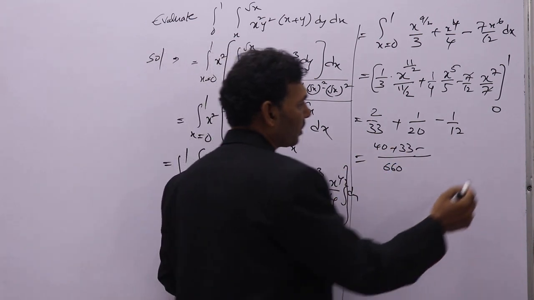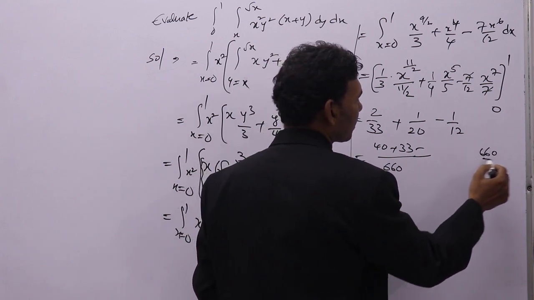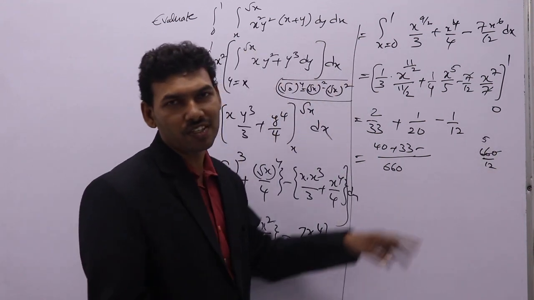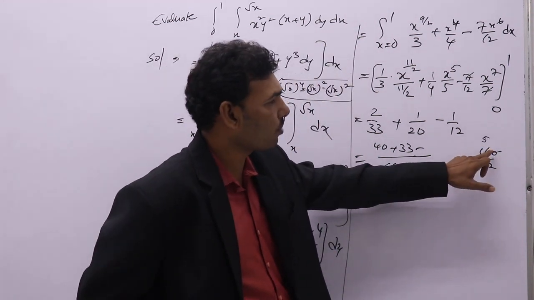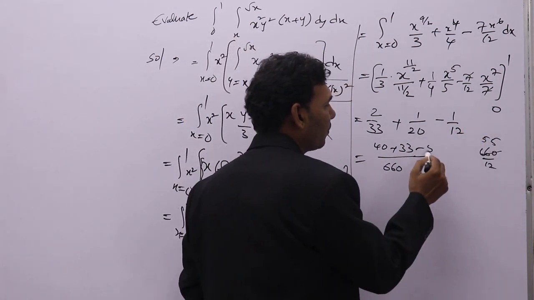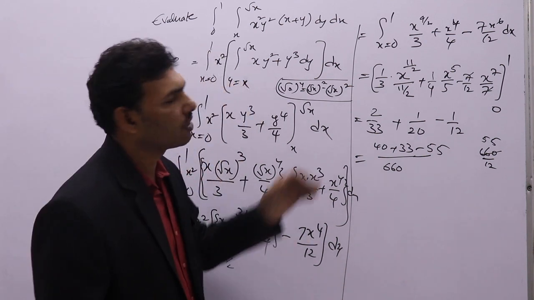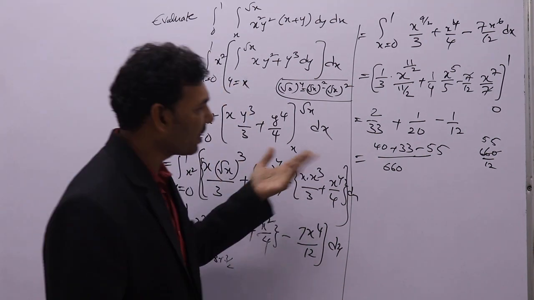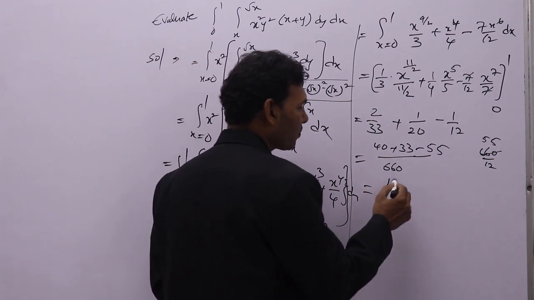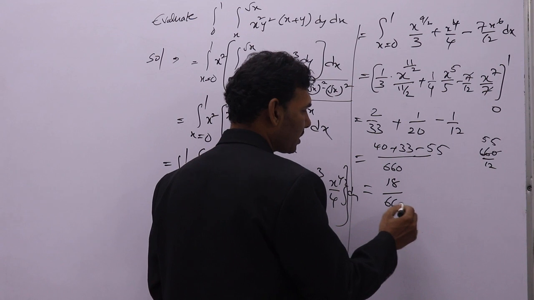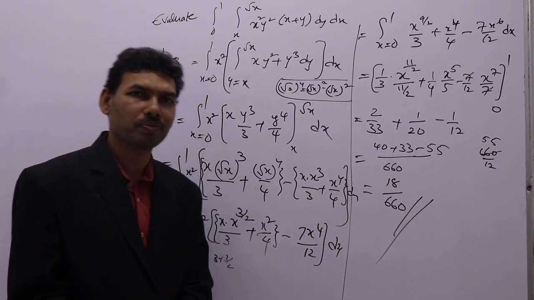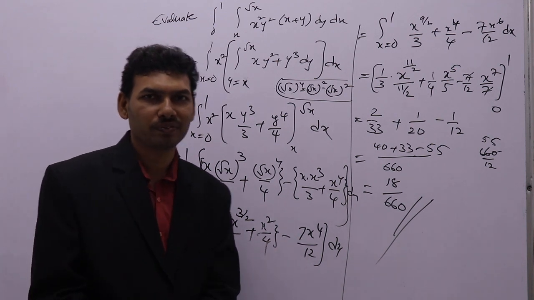660 by 12, what will you get? 12 5s are 60. You will have one more 6. Again 60, 12 5s are 60. That means 55 you will get. Now add 40 plus 33, 73. 73 minus 55 you need to do. 73 minus 55, 18 by 660. So that is the evaluation of this double integral. Any doubts you can express?